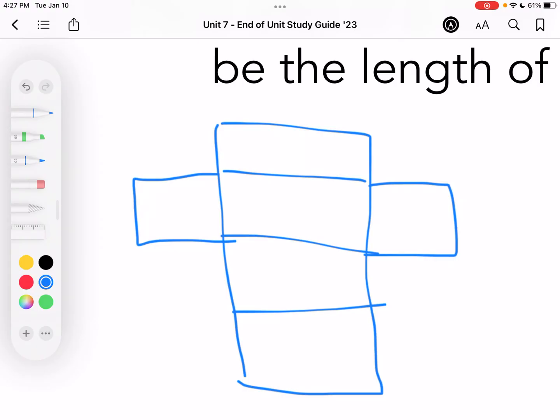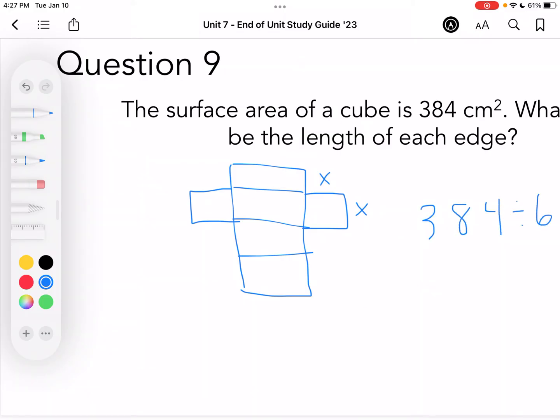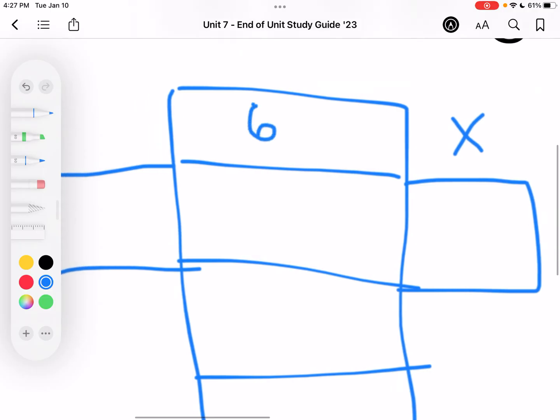So I have 6 squares, and they're all the same. And then I know this is the same as this. So I have 6 faces that are all the same. So I'm going to do 384 divided by 6. And that gives me, each of these areas is 64.